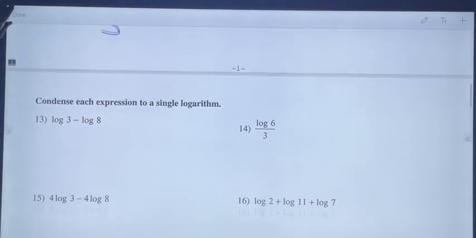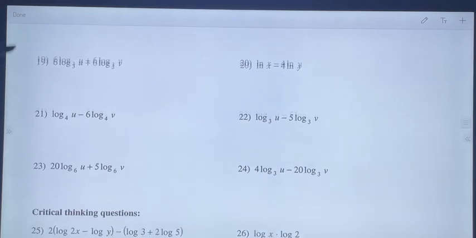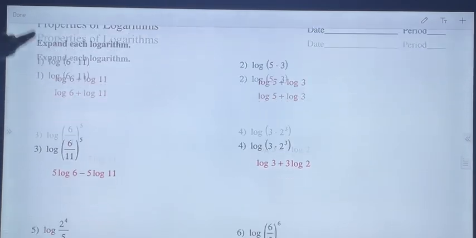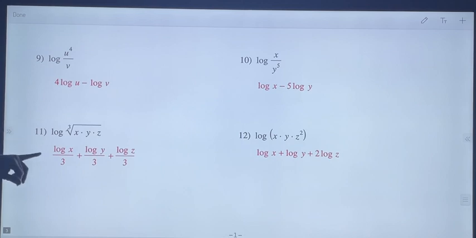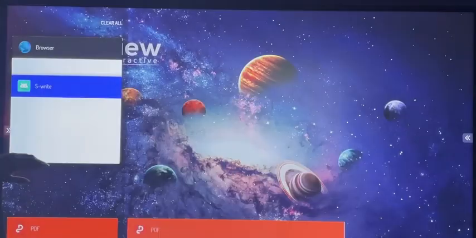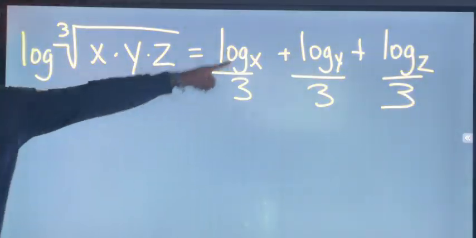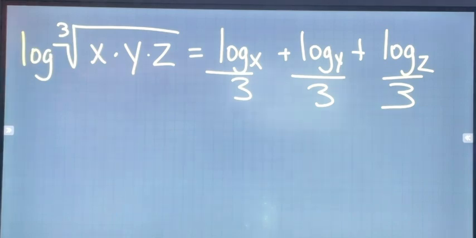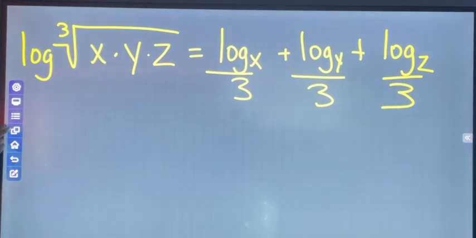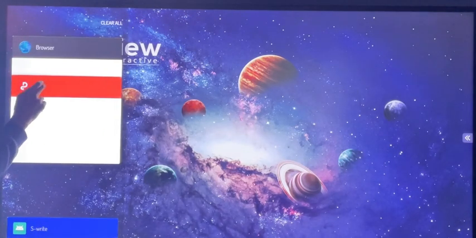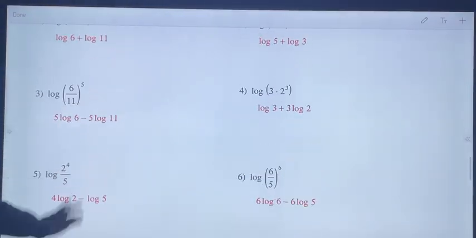Let me show you what I'm talking about so you can see it. Log x divided by 3, log y divided by 3, log z divided by 3. It's very similar to what I just showed you. You just divide it by the exponent. All right, back to the sheet.